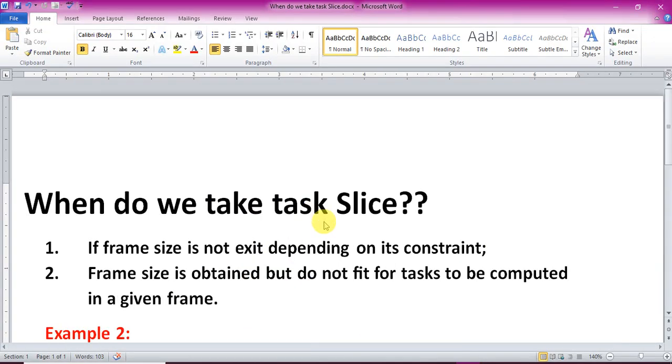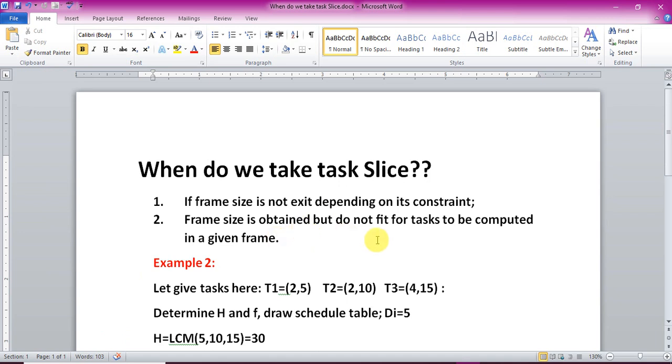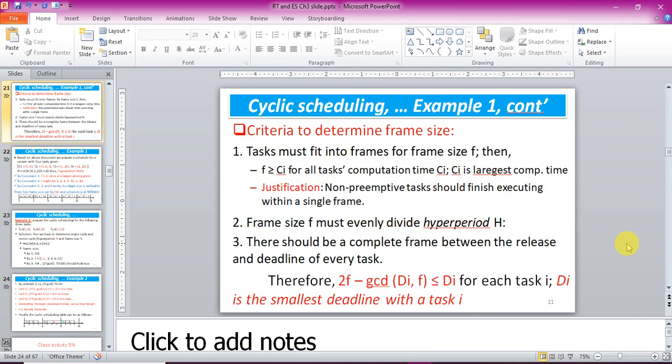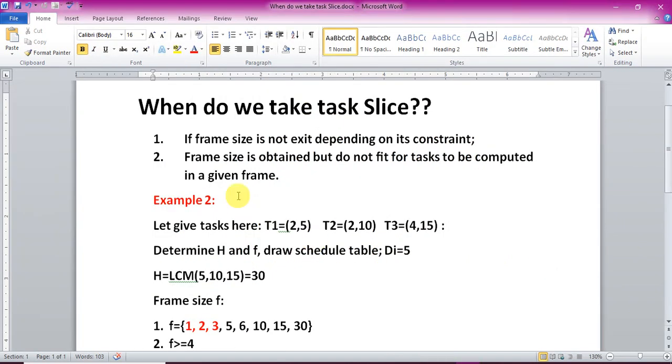Condition 2: the frame size is obtained but does not fit for the tasks to be completed in a given frame. As we discussed in the previous video, there should be a complete frame between the release and deadline of every task, based on this formula. So maybe we got the frame size, but that frame size does not fit the given tasks. What we do again, as a second application, is we are subjected to take task slicing.